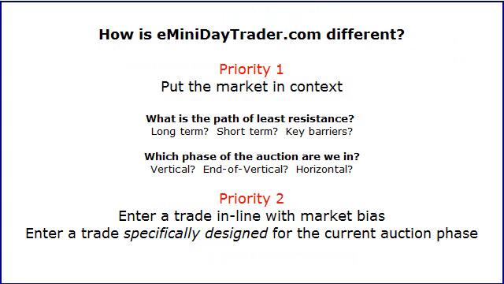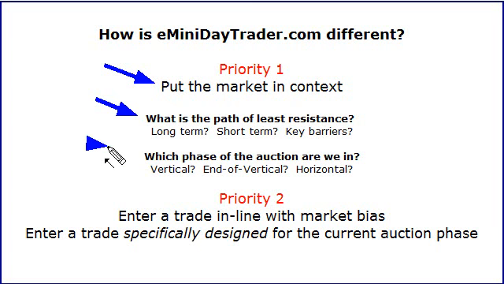And so the way that E-mini day trader is different from most trading strategies is that our first priority is that we put the market in context. And don't get me wrong, we do care a great deal about high probability trade setups, and we'll talk about that. But our first priority is putting the market in context. So we want to try to figure out what's the path of least resistance, both long-term, short-term. Are there any key barriers that we don't want to trade right into, or are there any key barriers that we could use for added support or resistance on a given trade?